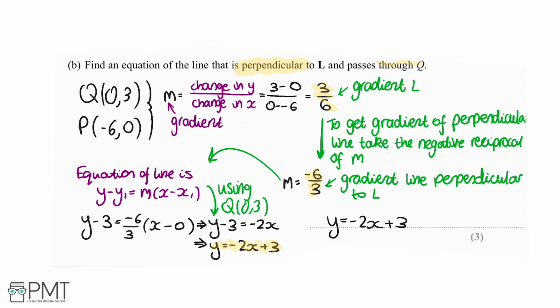We get our first mark for finding the gradient of L. Then we get another mark for finding the gradient of the perpendicular line, taking the negative reciprocal. Then we get a third and final mark for the correct equation of a line.